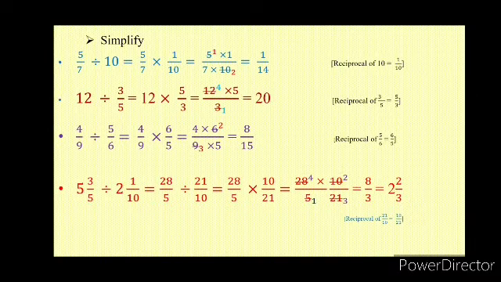And the next example, 5 3 by 5 is a mixed fraction. Same way 2 1 by 10 is also a mixed fraction. First we convert the mixed fraction into improper fraction.